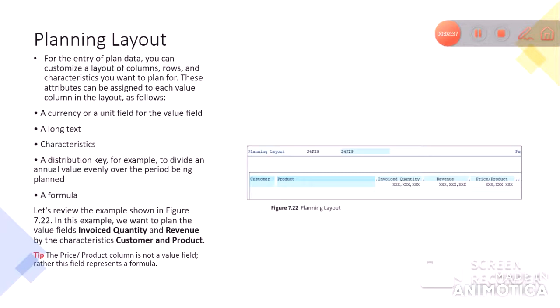Let us review the example shown in this figure. In this example, we want to plan the value fields invoiced quantity and revenue by the characteristics customer and product. The price per product column is not a value field, rather this field represents a formula.